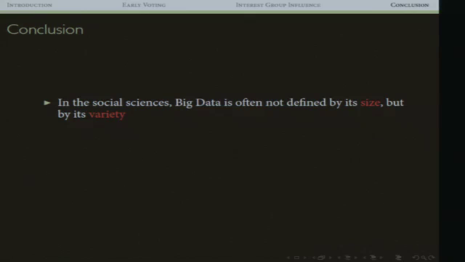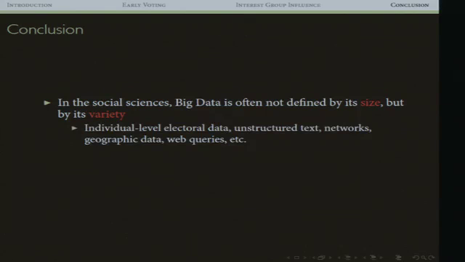So on that note, just to conclude, in the social sciences, big data, as we've shown you, is often not defined by its size. We don't have anything on the scale of Google, but it's defined by its variety. It comes from so many different sources. As Adam presented, we have individual electoral data. We have unstructured text data, as I showed you with this corpus of state legislation. We have networks in some cases. We have geographic data. We might have web queries. And all of these things can be merged together.